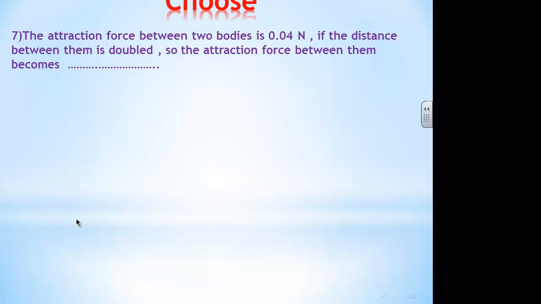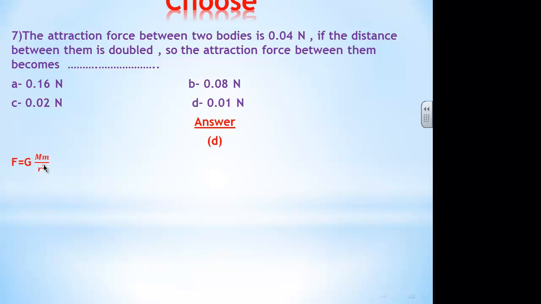Number 7. The attraction force between two bodies is 0.04 Newton. If the distance between them is doubled, so the attraction force between them becomes: A. 0.16 Newton, B. 0.08 Newton, C. 0.02 Newton, D. 0.01 Newton. Answer number D. Why? F equals G m m over r square. Distance is doubled, so it will be 2 square. So F will decrease to a quarter. So F is 0.04 times a quarter, equals 0.01.